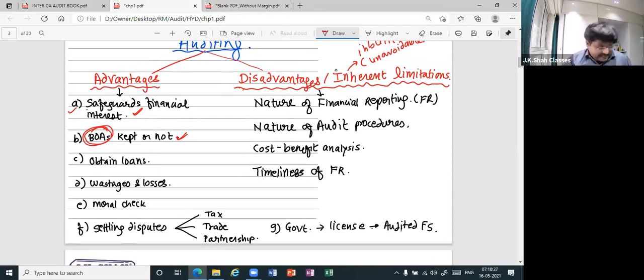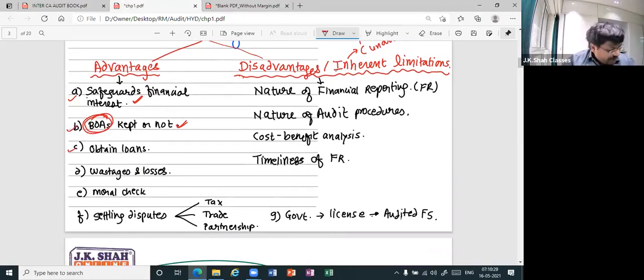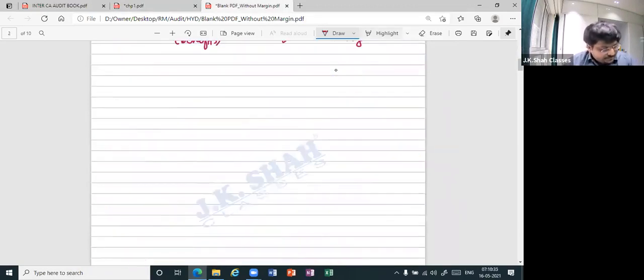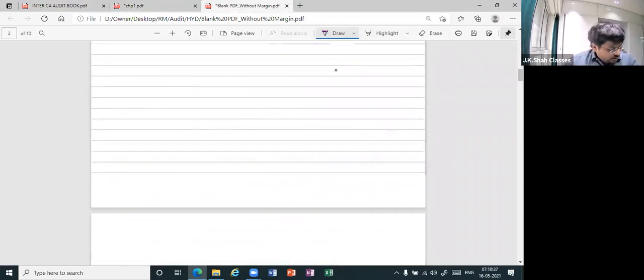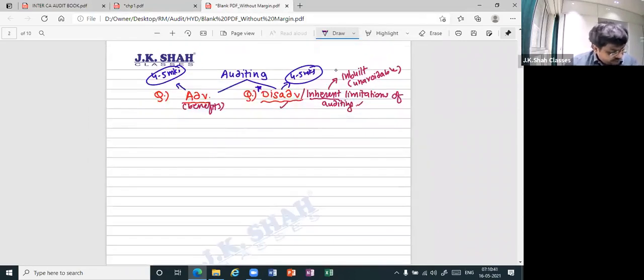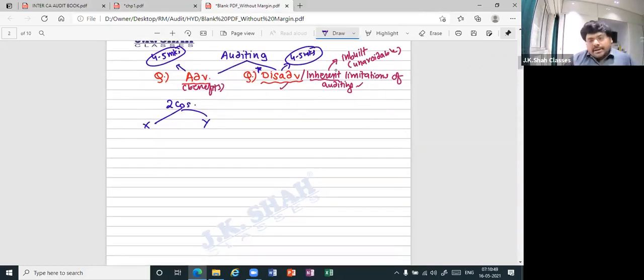Next, auditing helps to obtain loans. Loans, how? Let us take an example to understand. Simple. Supposing there are two companies, say X and Y. Now say both of them want to take a loan, both of them want to take a loan of rupees 50 lakhs.